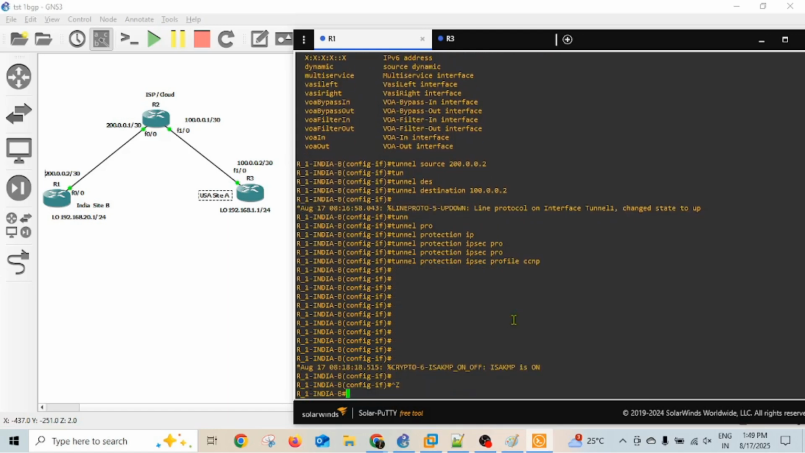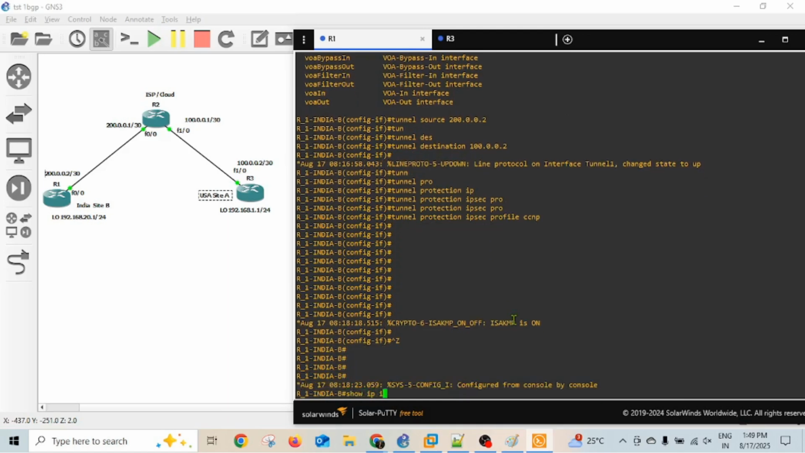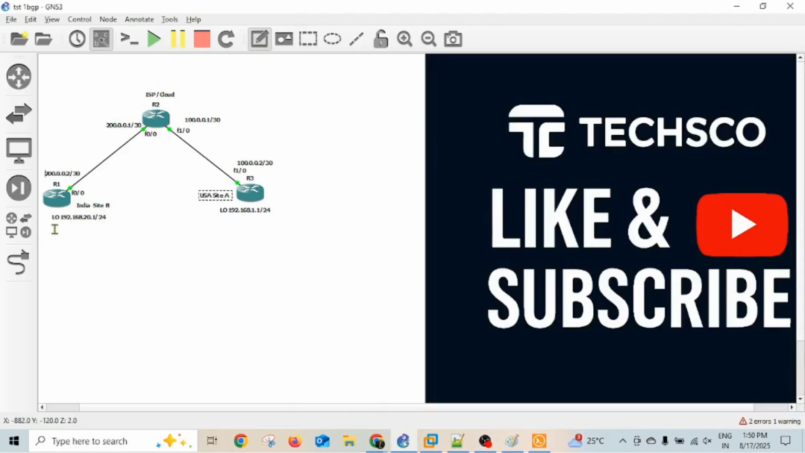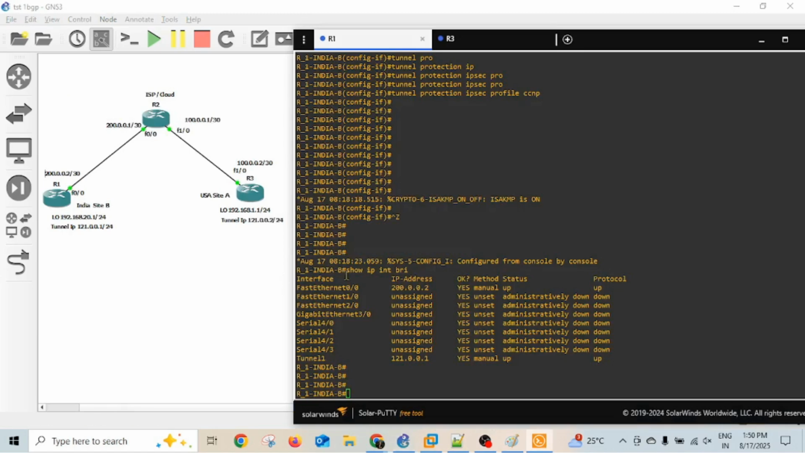Okay. So now here we have completed it. So IP interface, tunnel is up. Tunnel is up. And here we also need to define the tunnel IP, 191.0.0.1/24. And on the other side, again set tunnel IP 2 with /24. So this is a tunnel.